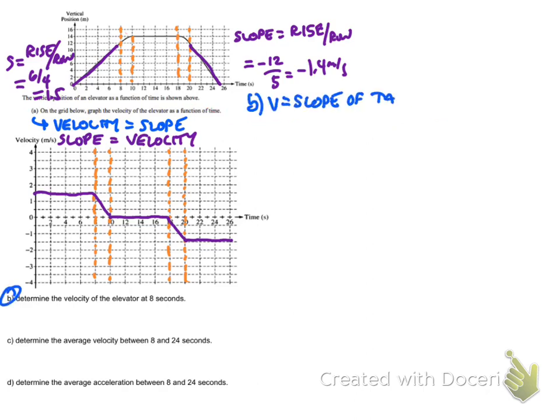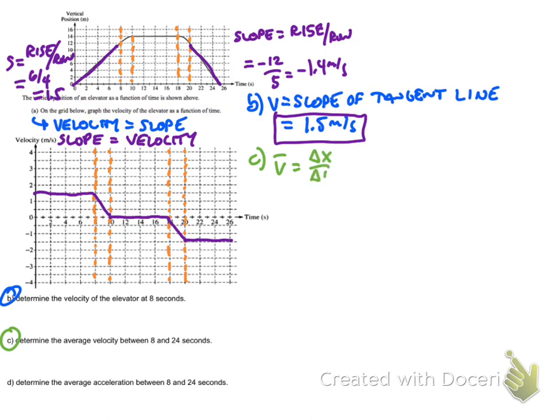For part B, it wants to know the velocity of the elevator at 8 seconds. Remember, a velocity at an instant in time is the slope of the tangent line, and we already calculated that earlier, and that's the 1.5 meters per second. Part C wants to know the average velocity.